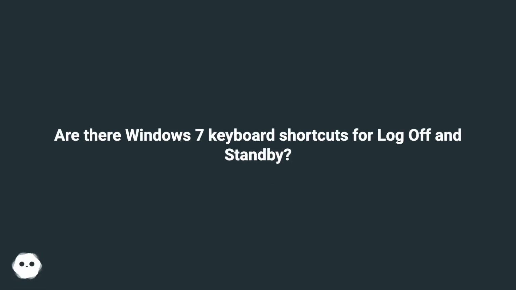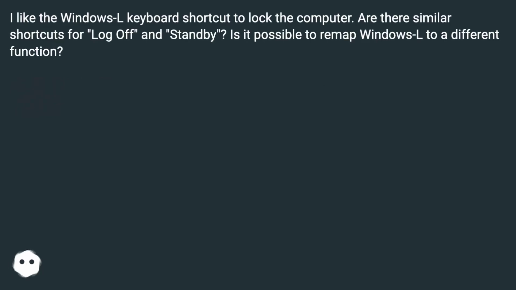Are there Windows 7 keyboard shortcuts for log off and standby? I like the Windows L keyboard shortcut to lock the computer. Are there similar shortcuts for log off and standby? Is it possible to remap Windows L to a different function?